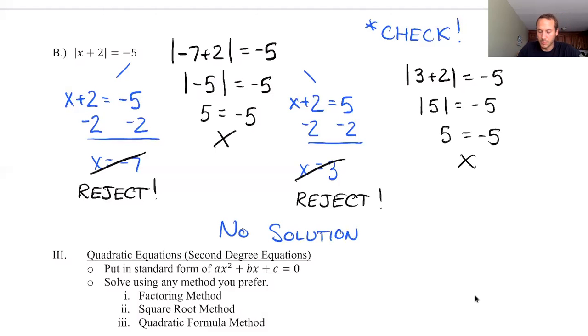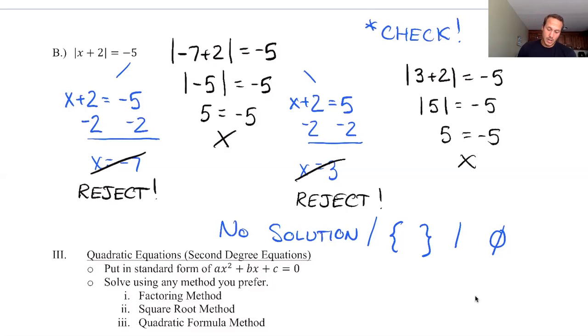And you could write your answer as no solution. Another thing we could do is we could put open brackets. Or a third thing that we could do is we could put the 0 with a line through it. All of those mean no solution. So it's completely up to you. But those are absolute value problems.